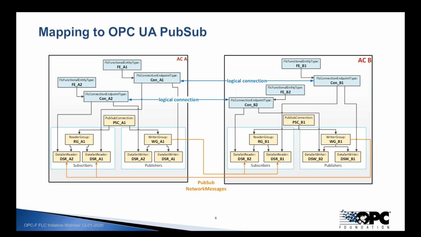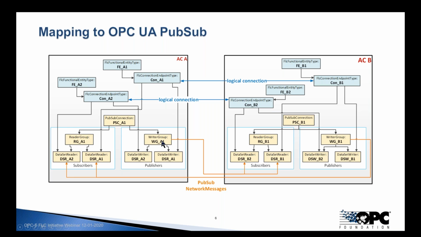So for example, this is how we map logical connections, which are actually between two functional entities, to PubSub. If we have two functional entities, A1 and B1, communicating on two automation components, or A2 and B2 communicating on the same two automation components, we could aggregate those two logical connections into one PubSub network message. The PubSub network message is built by creating a writer group on automation component A, for example, for the data flowing from A to B.